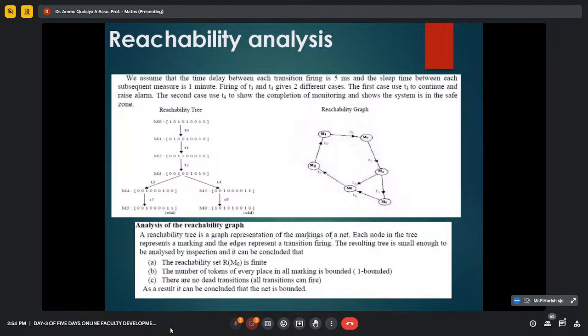So 1 denotes there is one token in place 1. 0 denotes there is 0 token in place 2. Again, the third one denotes there is one token in place 3. So this is the initial marking.